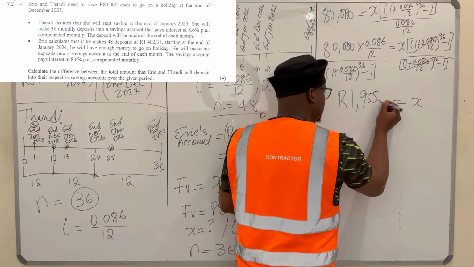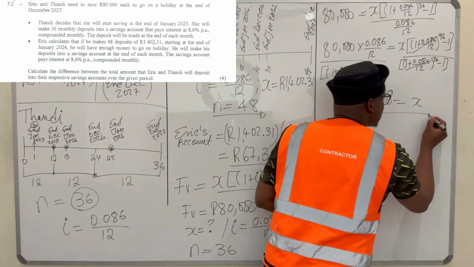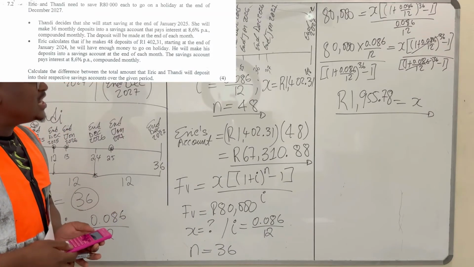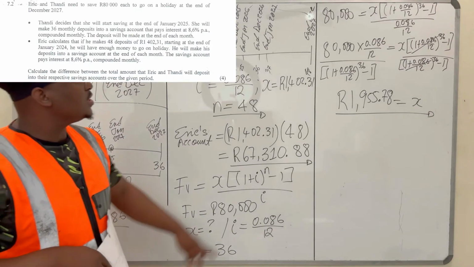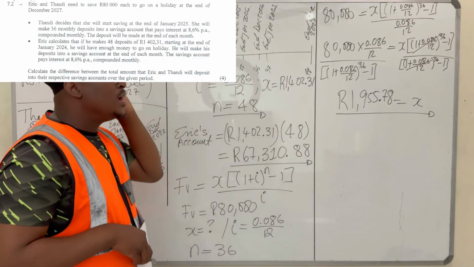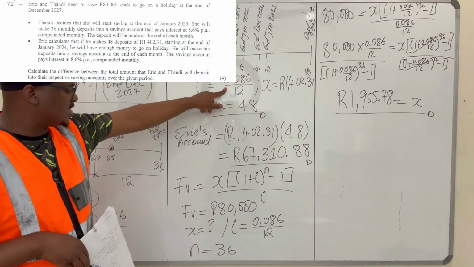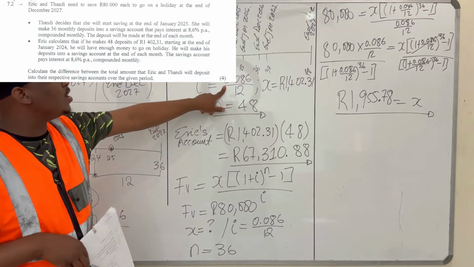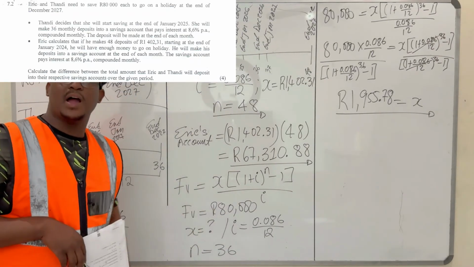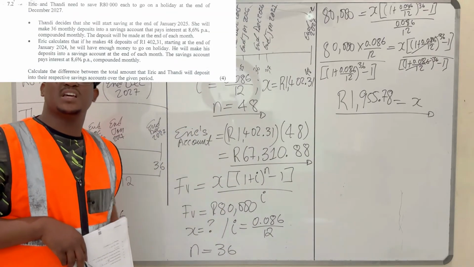1,955 rands 78 cents. So this is how much Tandy was paying into that account. It didn't make sense that she's paying more than Eric, because Eric was paying 1,400 and Tandy was paying more. Both their accounts are earning the same interest rate, because Eric was getting 8.6% per annum and Tandy was also getting 8.6% per annum. So they are getting the same rate.